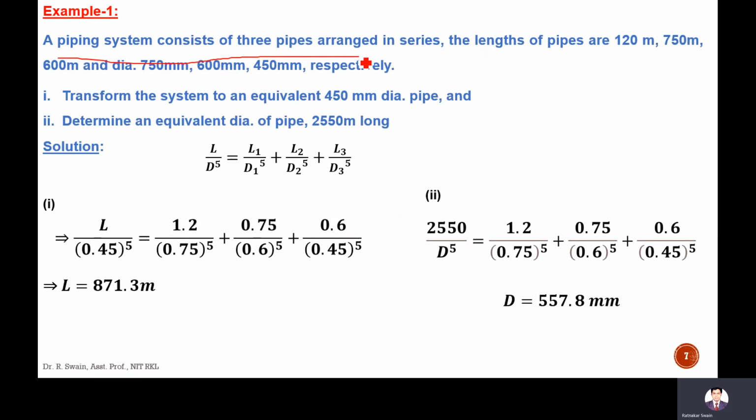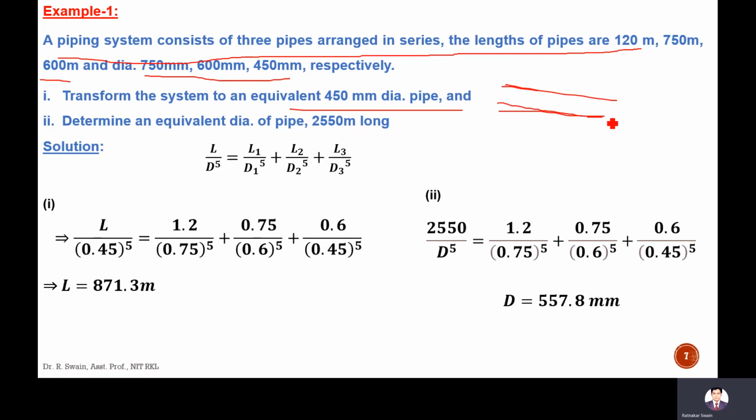Next, let us solve one example. A piping system consists of three pipes arranged in series. The lengths of the pipes are 120 meters, 750 meters, 600 meters, and the diameters are 750, 600, 450 mm respectively. Transform the system to an equivalent 450 mm diameter pipe. So you have to replace these three pipes with one equivalent pipe, whose diameter is uniform, 450 mm.